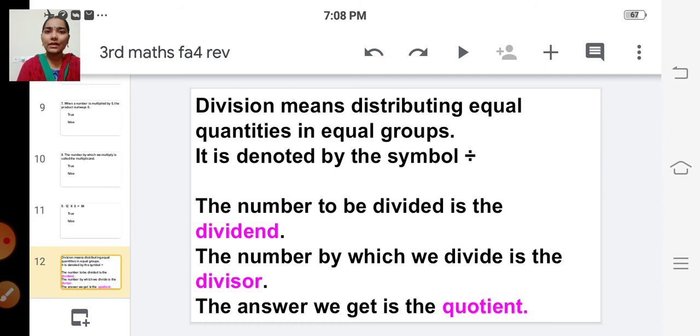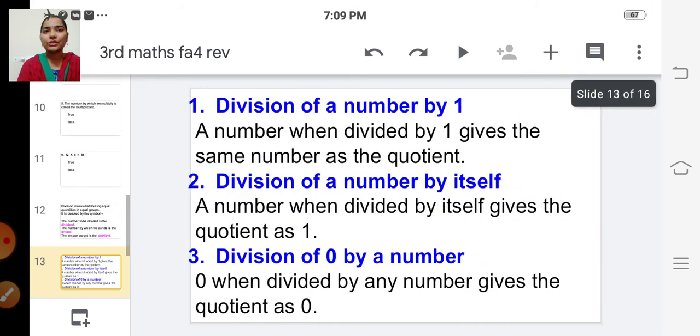So what do you mean by dividend? The number to be divided is the dividend. And then what do you mean by divisor? The number by which we divide is the divisor. So the next one, quotient. The answer we get is the quotient.